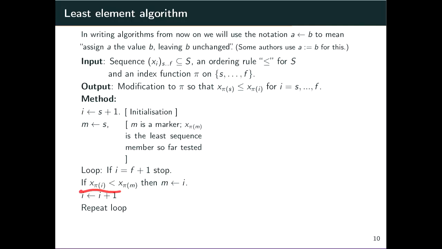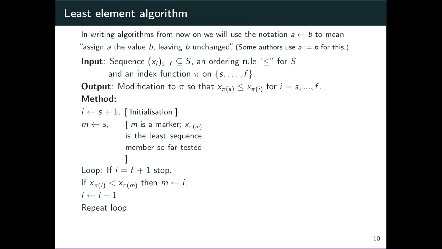Then we've got this step that we've looked at before. If x pi I is strictly less than x pi m, so we're removing the case where it's possibly equal, then we're going to replace our marker with this I. And all we're saying now is the element that is the least in our sequence that we've tested so far is now I. And then we move on to the next element in the indexing set. So we change I to I plus 1. And then we repeat the loop.